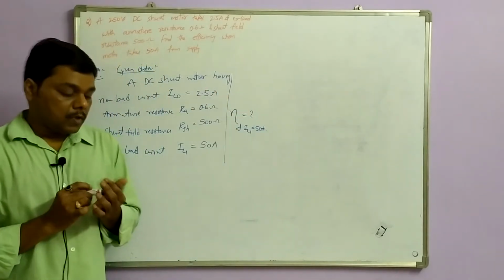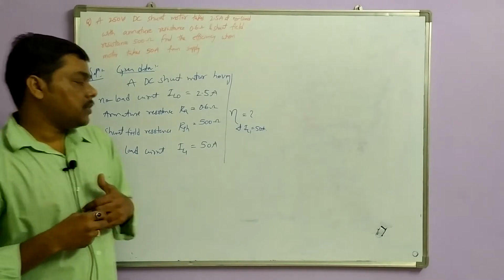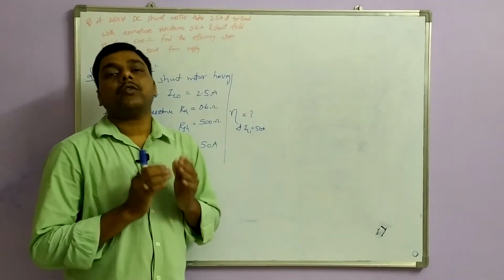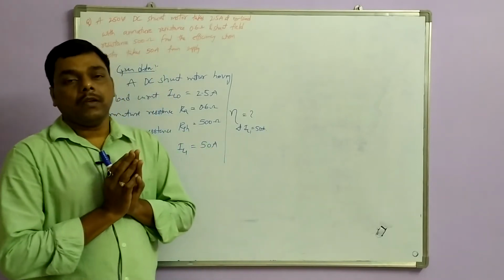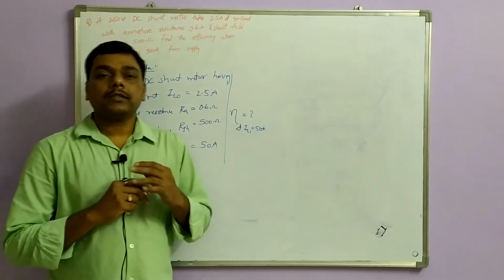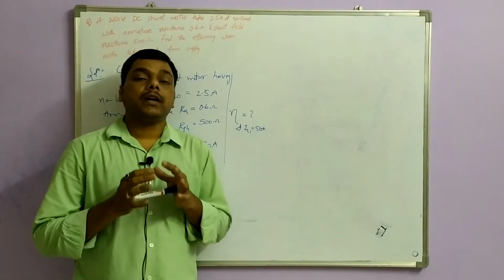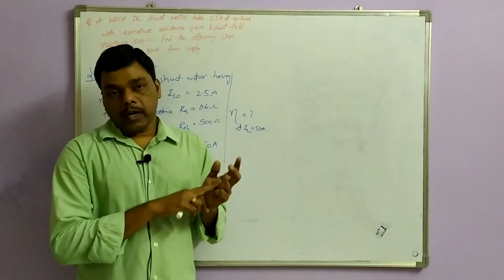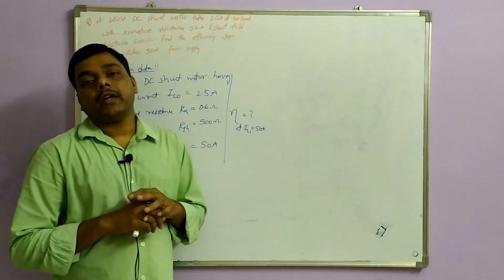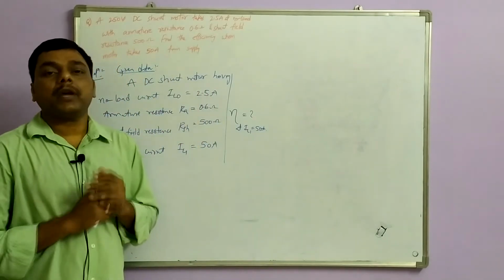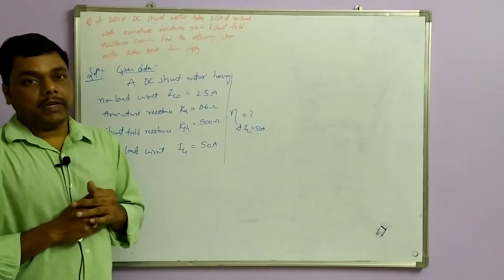Now to determine the efficiency at any load current, first we have to calculate the losses. What are the losses occurring in the machine? Those losses are calculated by calculating the currents: armature current, load current as well as shunt current. The load current is anyhow given, so we will calculate the armature current by calculating the shunt field current.